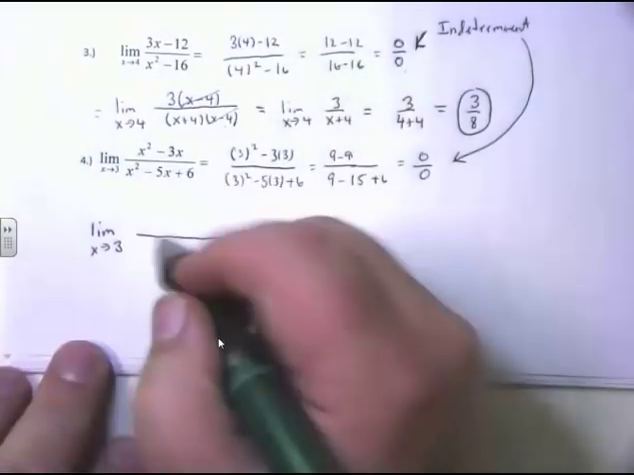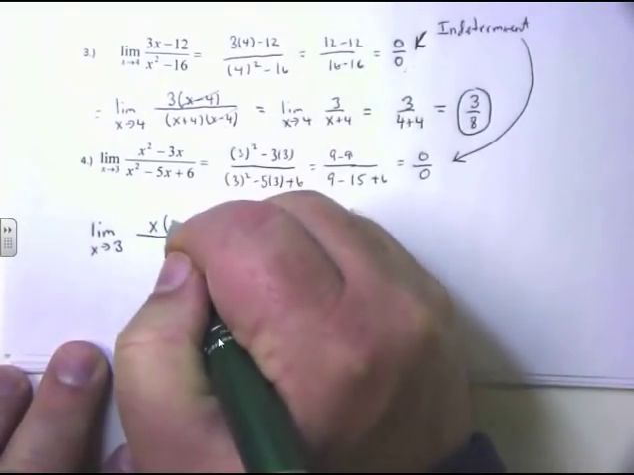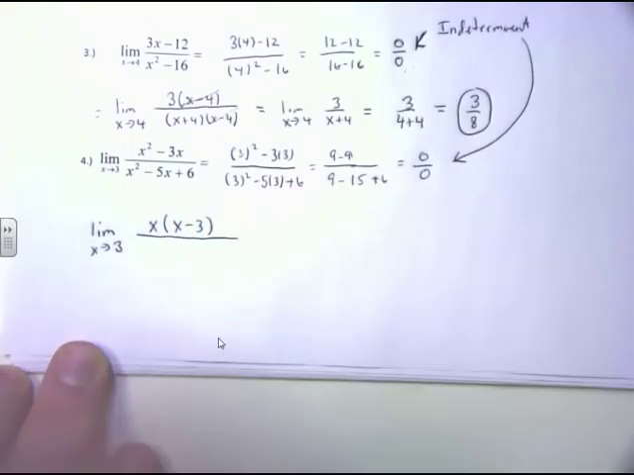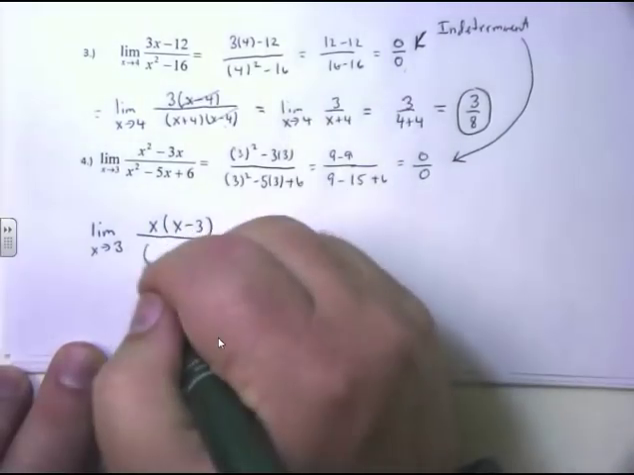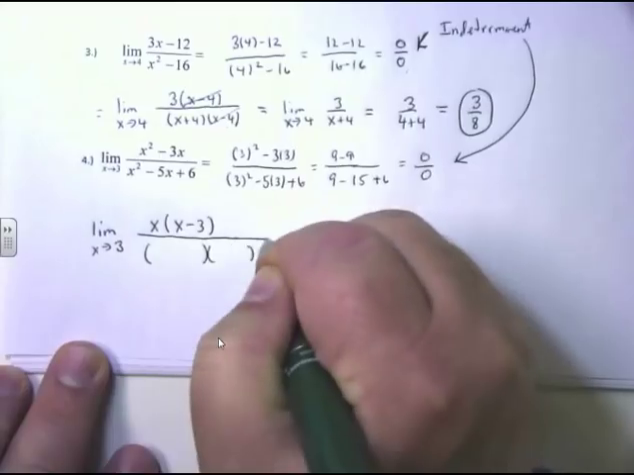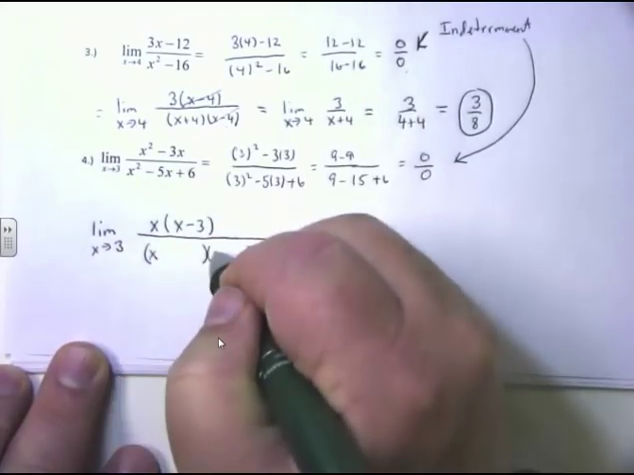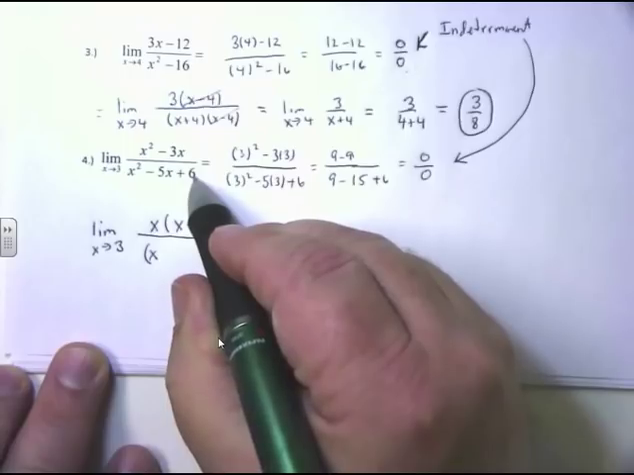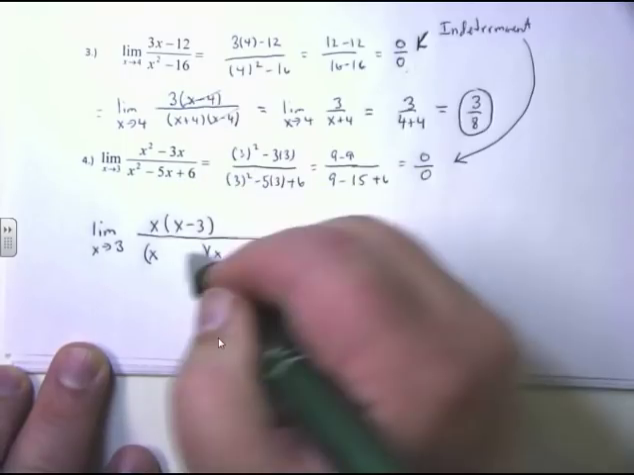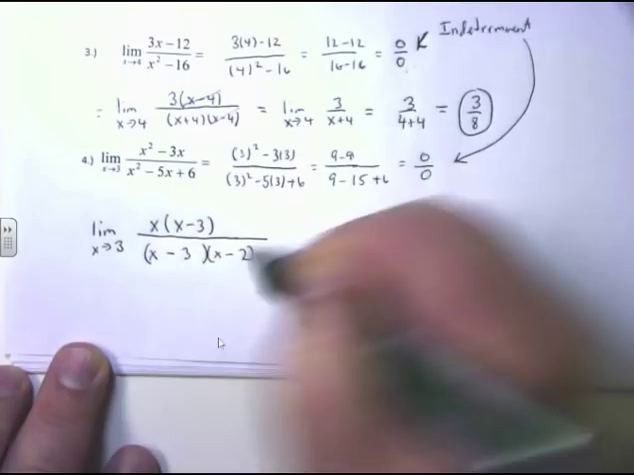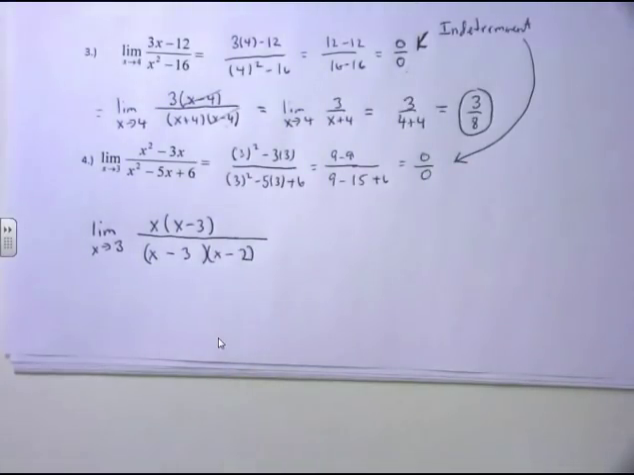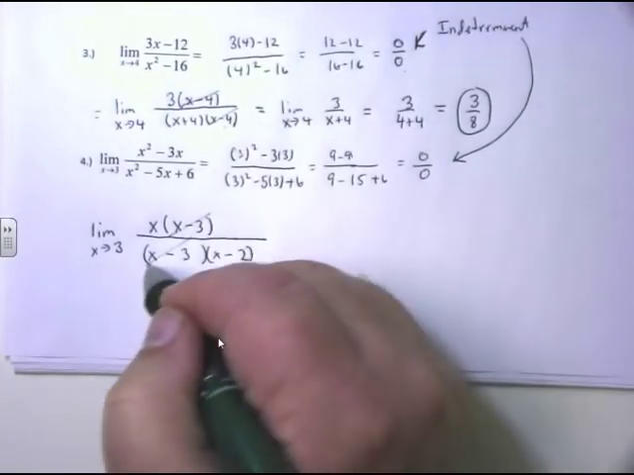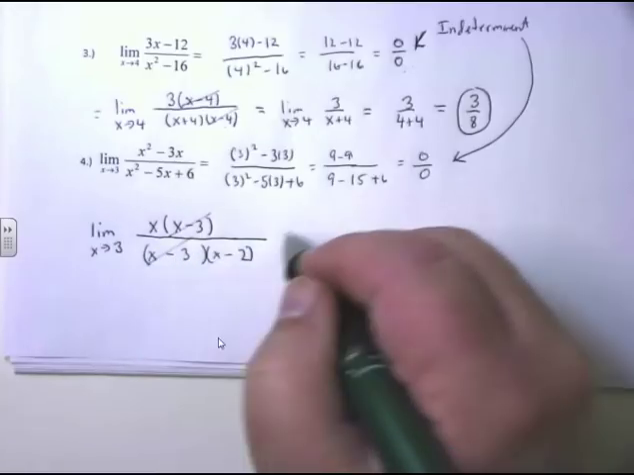This numerator, I can factor out an x. That leaves me with x times x minus 3. The denominator, I can factor too. X squared is x times x. 6, I got a plus 6. So what times what is 6 that adds up to be a negative 5? That's got to be a minus 3 and a minus 2. And you will notice that your x minus 3's cancel. And when you plug in 3, that's that 0 over 0 canceling.